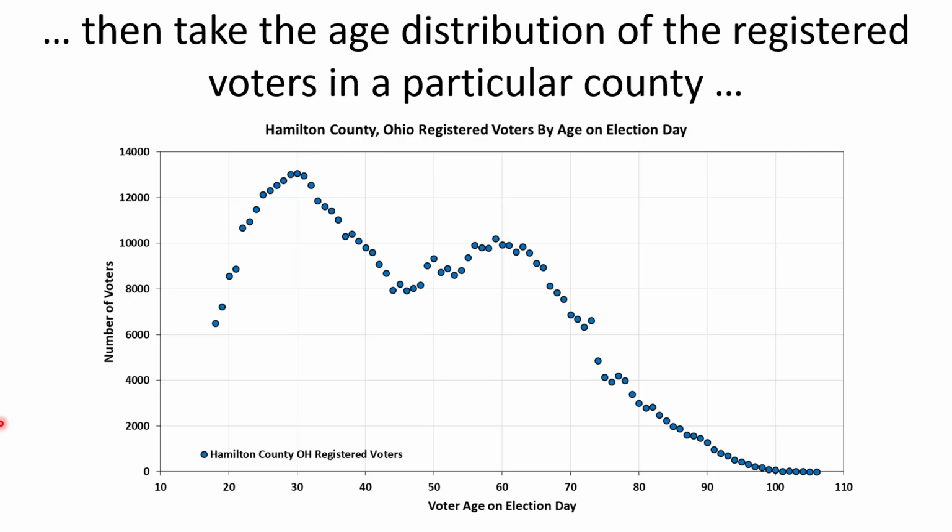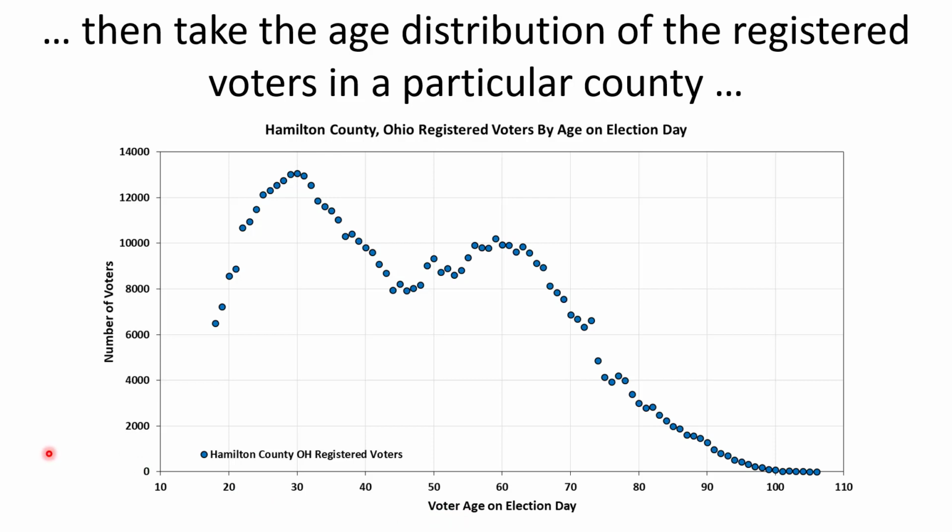Now, you can combine that statewide data with some county level data. And his starting point at the county level is the age distribution of the registered voters in that county. I'm showing you here data for Hamilton County, where I live. And what you see in this plot is the number of registered voters plotted versus their age on election day. And this is data I pulled from the Ohio election database.